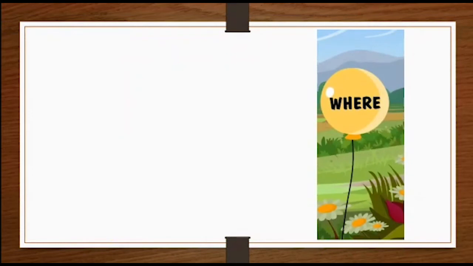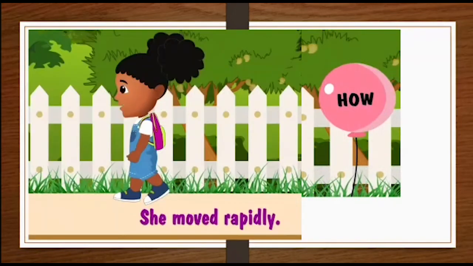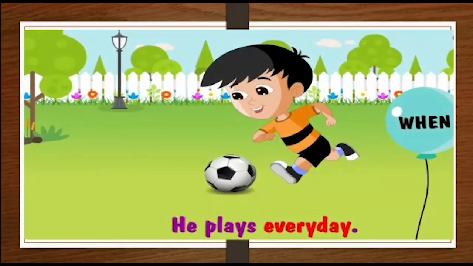Let's look at some examples. The bird flew inside. Where did the bird fly? Inside. So, inside describes the action word flew. Next example. She moved rapidly. How did she move? Rapidly. Here, rapidly is the adverb and moved is the verb. He plays every day. When does he play? He plays every day. So this every day can also be used to answer how often he plays.